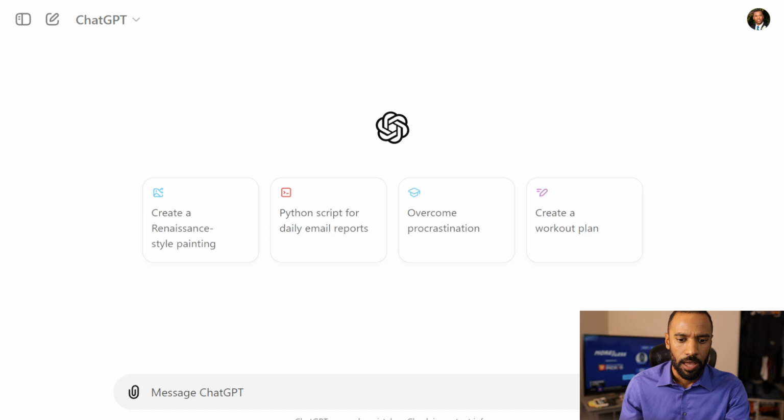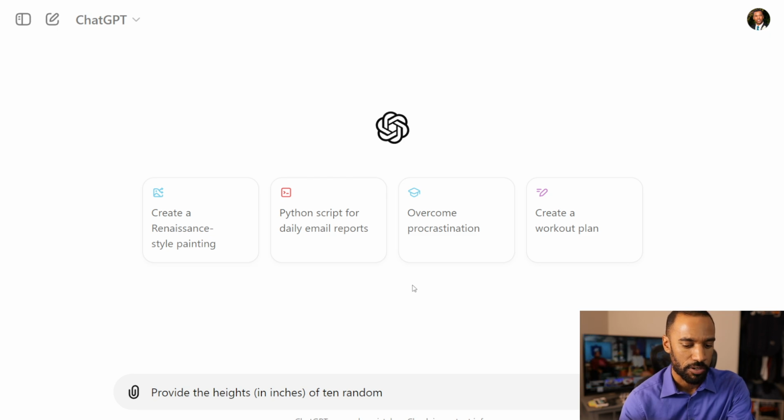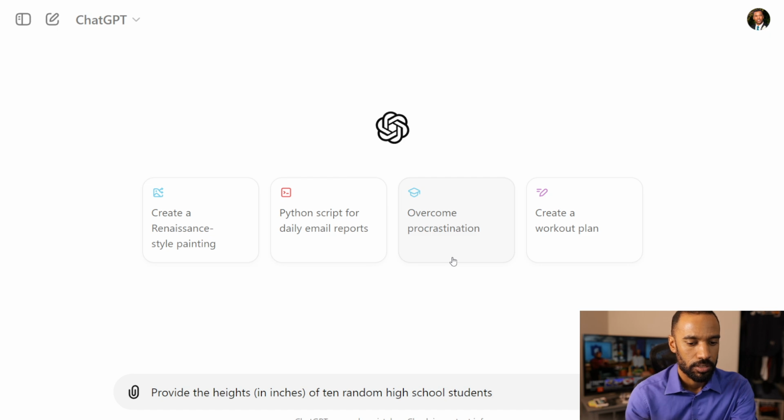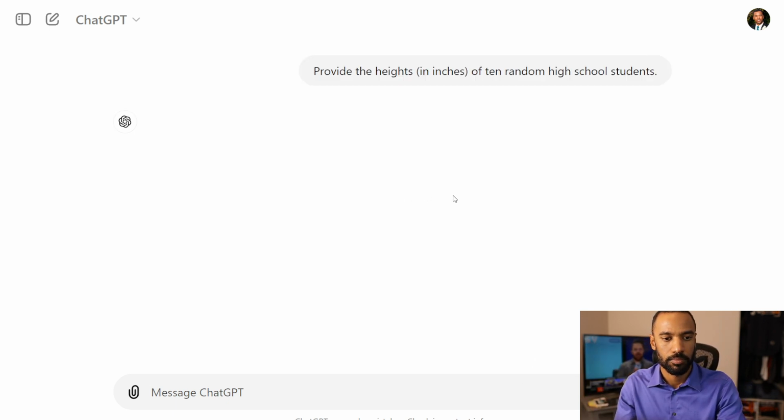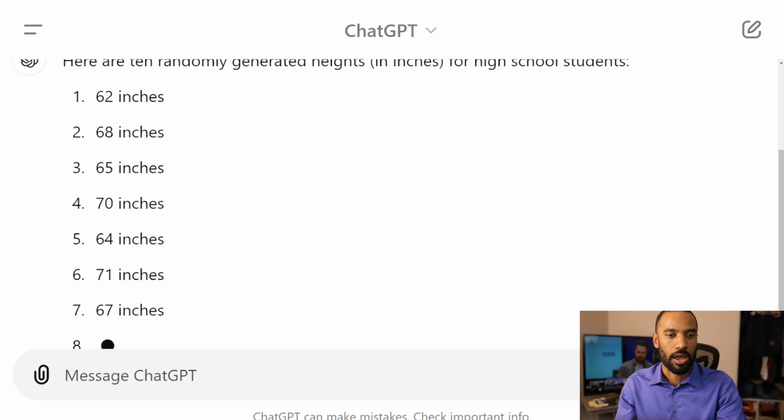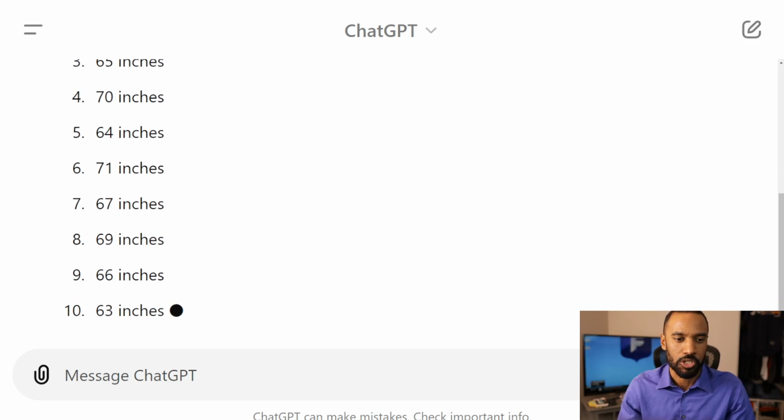Google Chrome. And here. Okay. Provide the, wait, hold on. What do we have to do with them? I'm not going to do standard deviation of 30 students. Oh, that's a lot. Provide the heights in inches. I'm going to do 10 in inches of 10 random, I'm a high school teacher, of 10 random high school students. Yeah, that's it. All right. Now, did they say do it in inches? Yeah, I'm going to do it in inches.